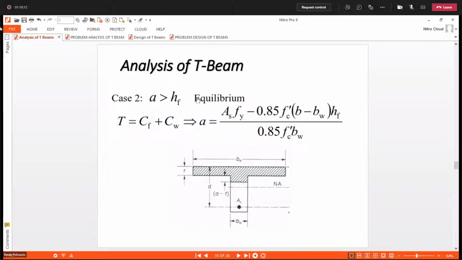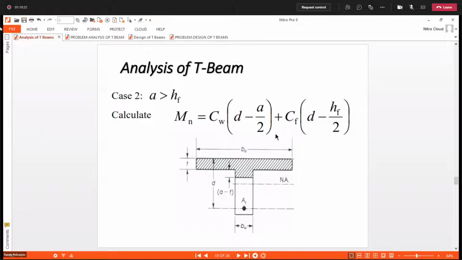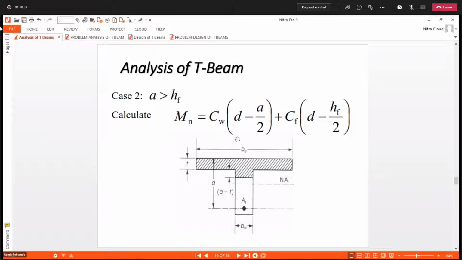So this is now our formula if a is greater than hf. This is our main formula. Once you solve for a, you check again if your steel yields. If it yields, actually the best equation to solve the nominal strength is to make use of cw and cf. So that is what you can use.